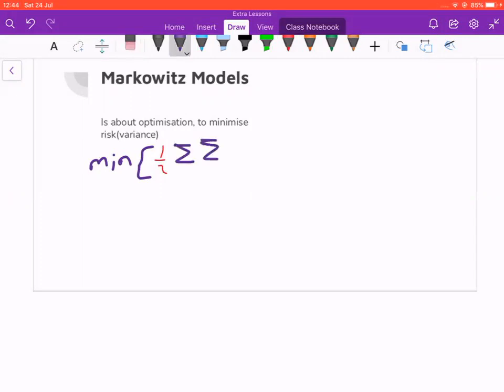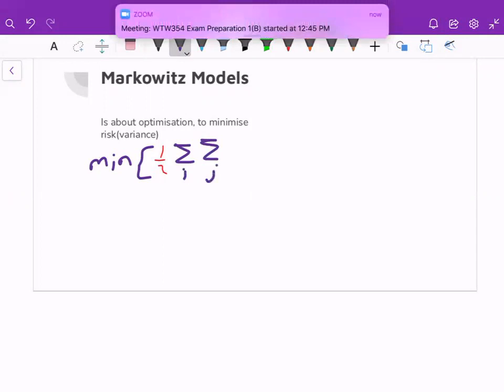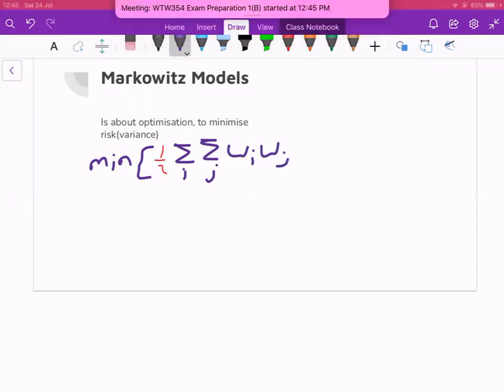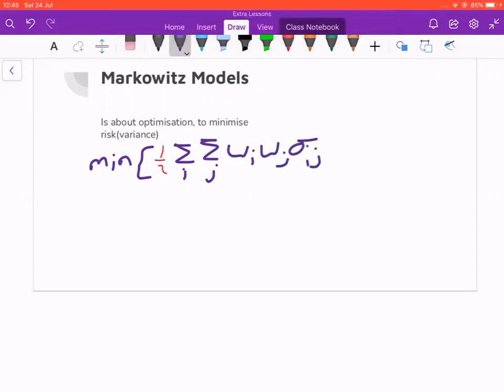The sum over i, j, weight of i, weight of j, sigma i. So this is our function of variance, right? So we are trying to minimize this. This is what we are trying to minimize.